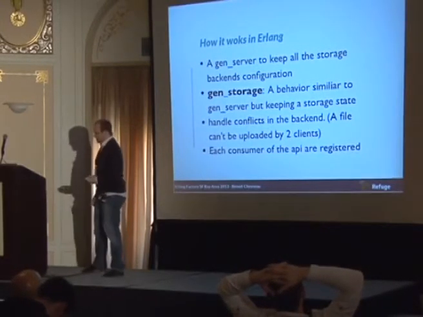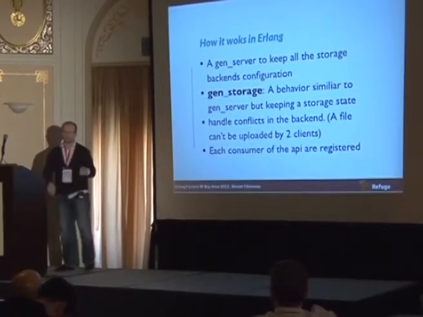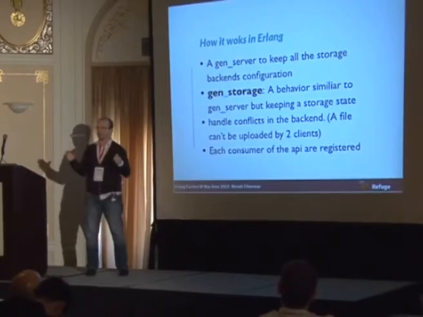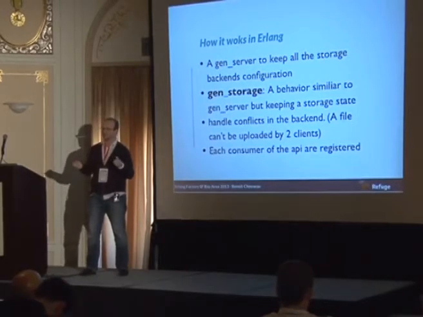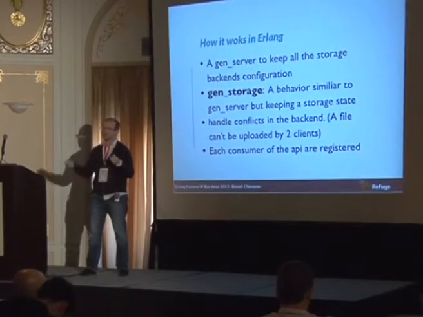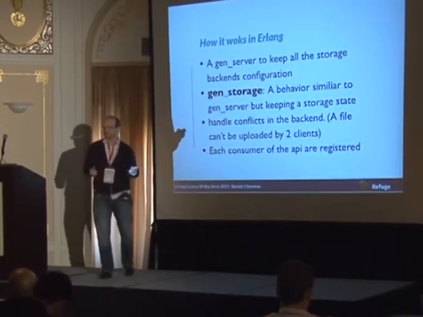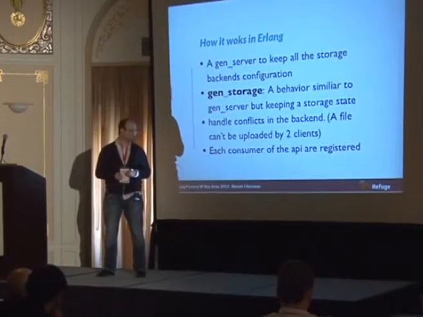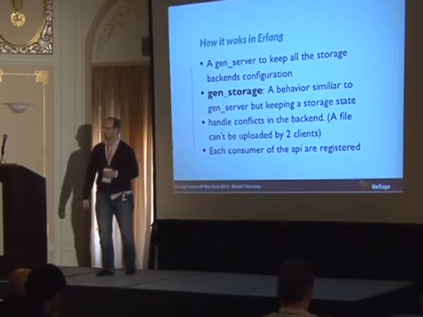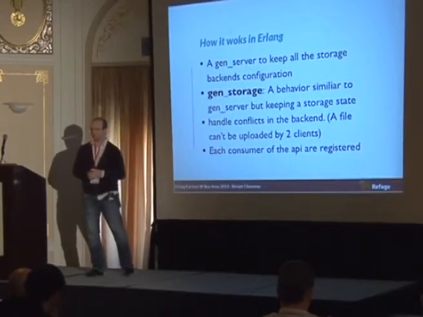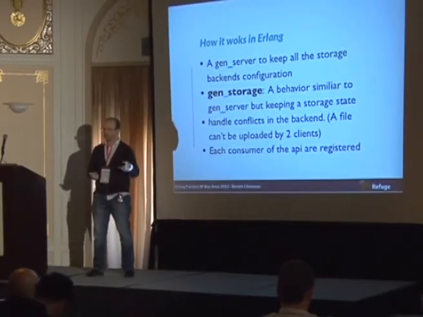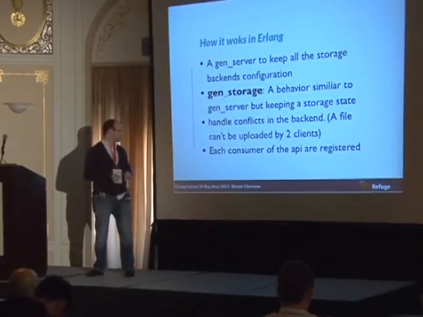So how does it work in Erlang? At the beginning, you have a big supervised server that's storing all the configurations for all the storage backends. So if you want to create a resource to S3, you create a resource, you add the configuration to the server, and this server starts the storage backend. Each storage backend is in fact like a gen_server. We call it gen_storage, and this is a behavior, and it has some known properties, so you can put, you can get, you can delete, you can list, and other things.